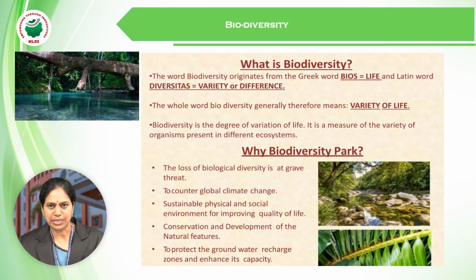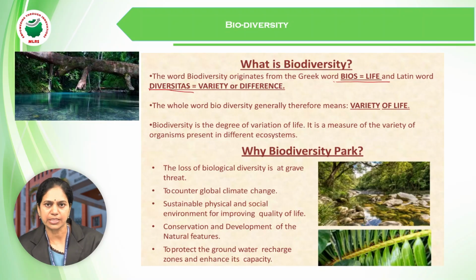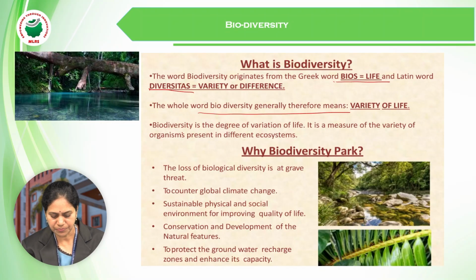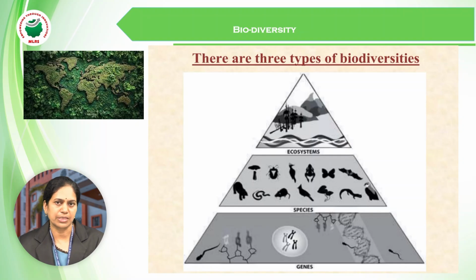Next, the word biodiversity comes from Bios, a Greek word which means life, and the Latin word diversitas, which means variety or difference. So the whole word biodiversity generally means the variety of life. So it is a degree of variation of life. It is a measure of the variety of organisms present in different ecosystems, which makes life possible on this earth. So that is biodiversity.